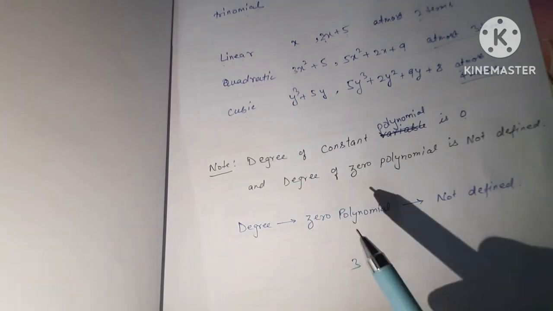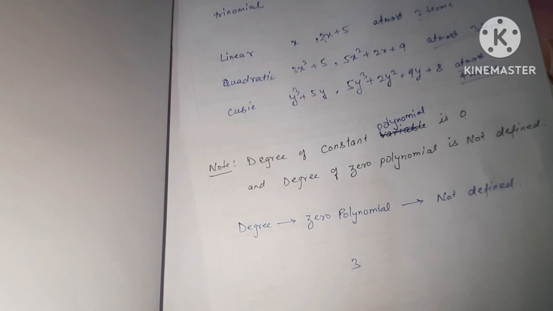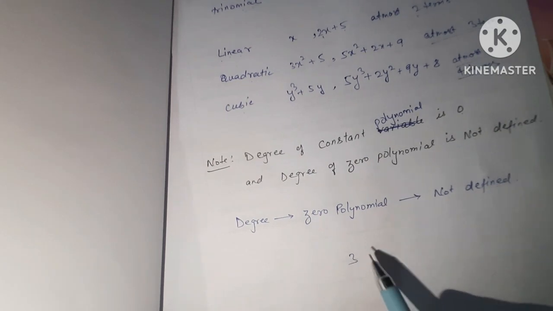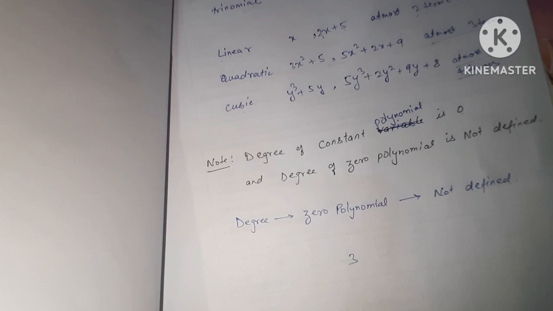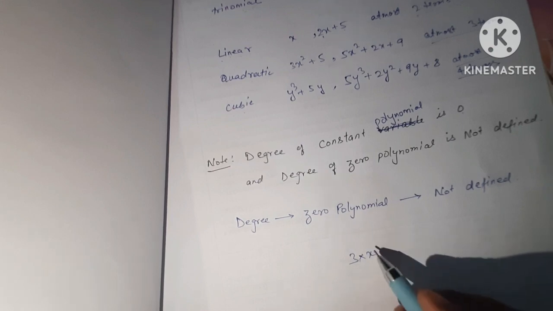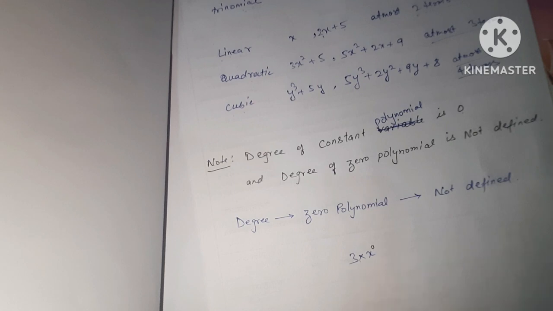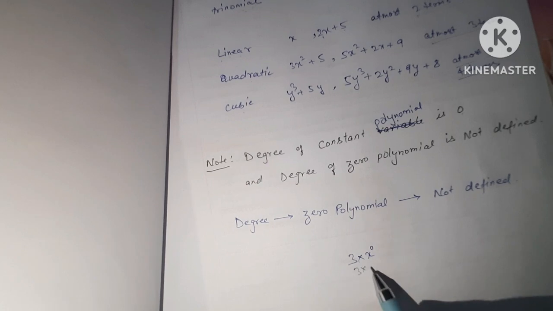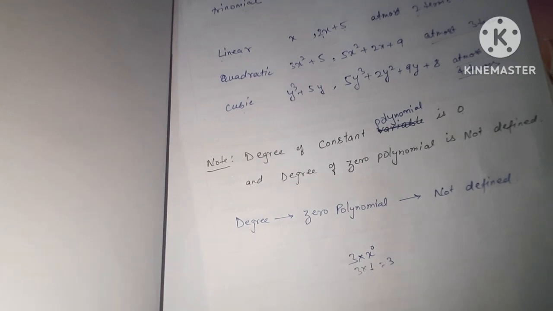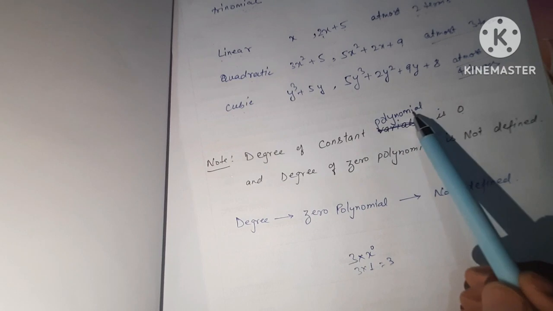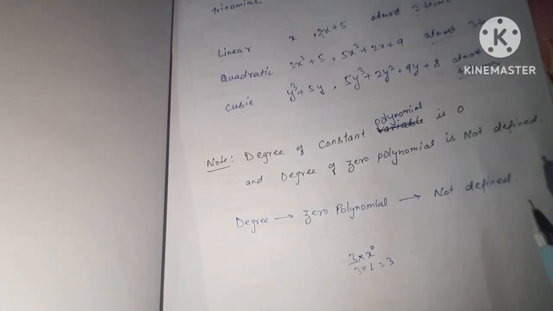Degree is the maximum power on a variable, and here you see there is no variable, so we just multiply by a variable here and give it the power 0, and we know that any number to the power 0 becomes 1. So 3 into 1 is 3. So in a constant polynomial, the degree is 0.